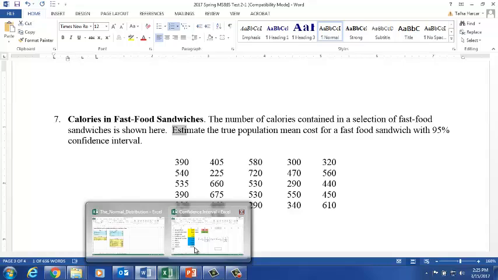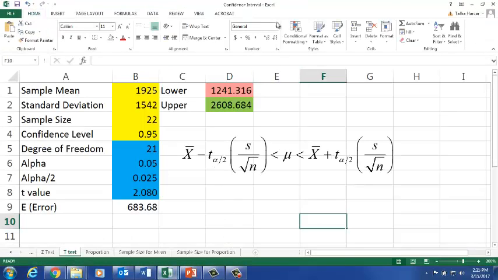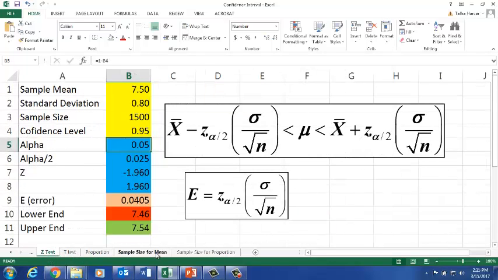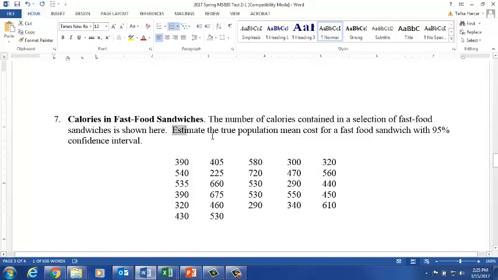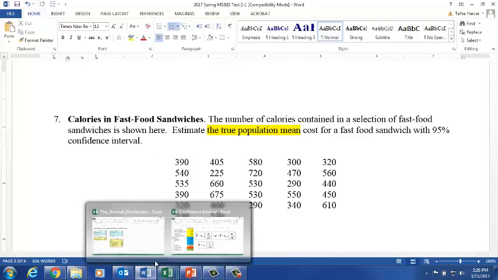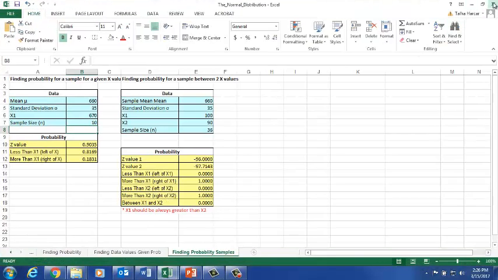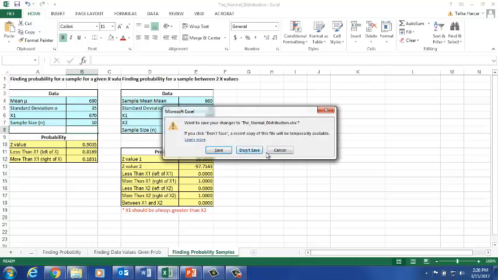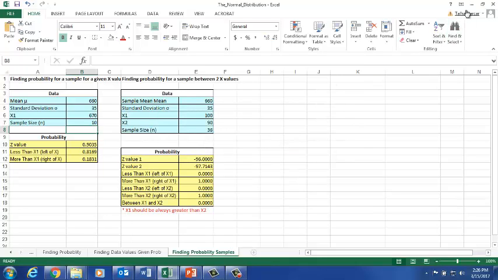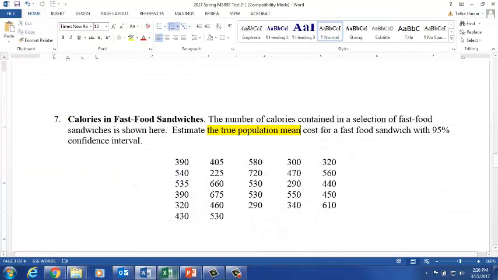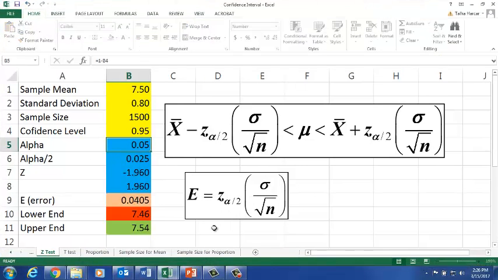that means I need to use the confidence interval Excel worksheet. Now we have z-test, t-test, proportion, sample size, or sample size for proportion. Let's read the problem. Estimate the true population mean. True population mean. So I go back to my formula worksheet. I keep this open. So I need this confidence interval.